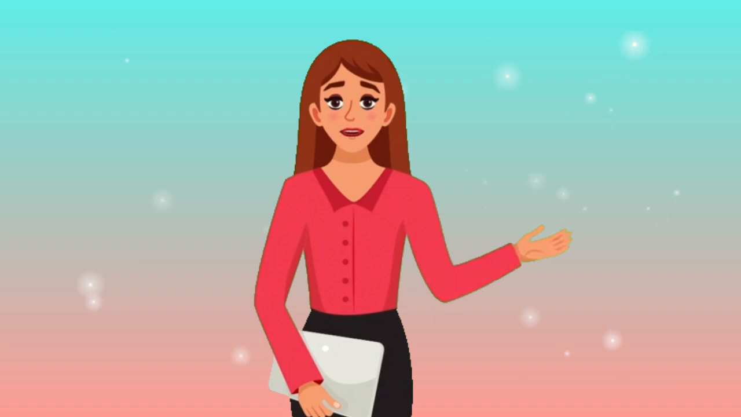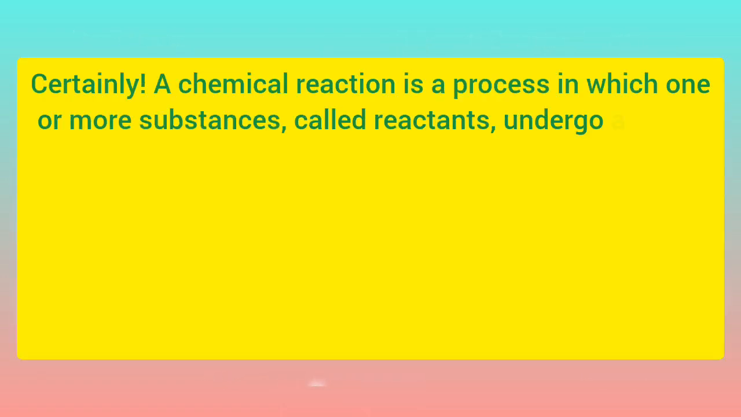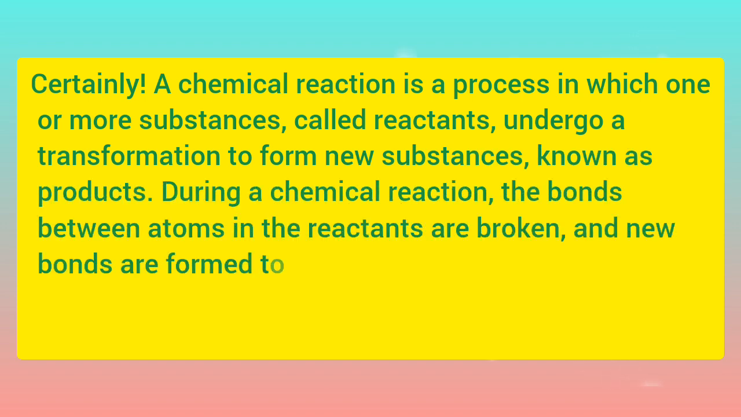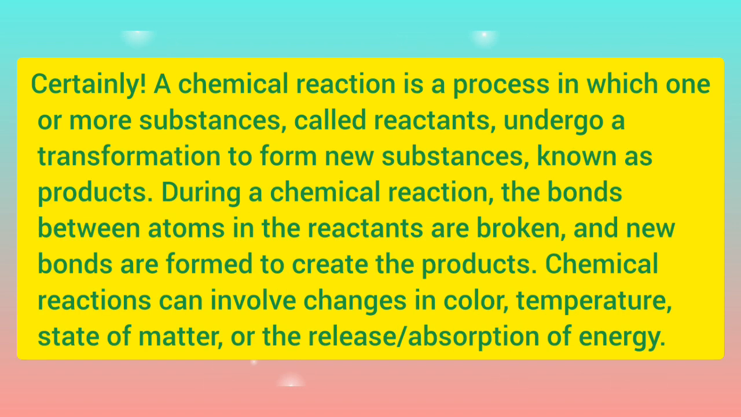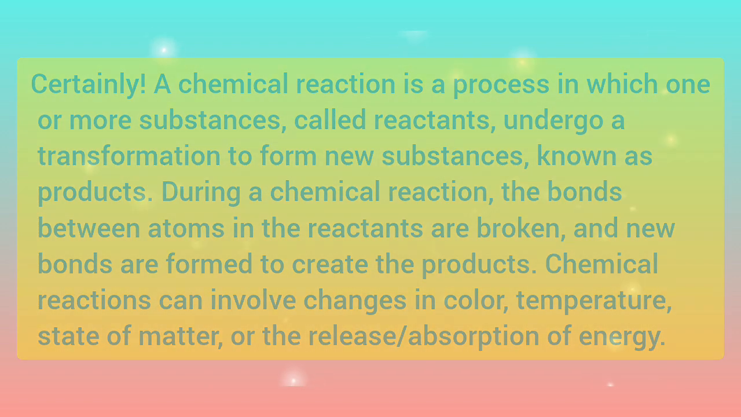Thank you, sir. I'm interested in comprehending the basic concepts related to chemical reactions and equations. Could you explain the definition of a chemical reaction and what it entails? A chemical reaction is a process in which one or more substances, called reactants, undergo a transformation to form new substances, known as products. During a chemical reaction, the bonds between atoms in the reactants are broken, and new bonds are formed to create the products. Chemical reactions can involve changes in color, temperature, state of matter, or the release or absorption of energy.